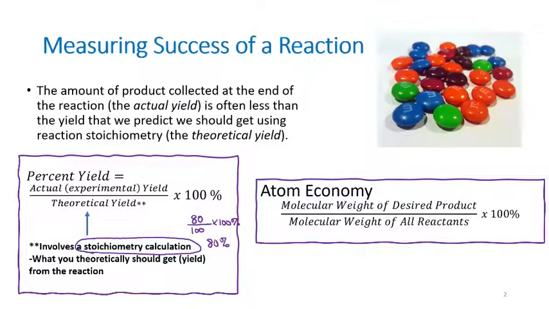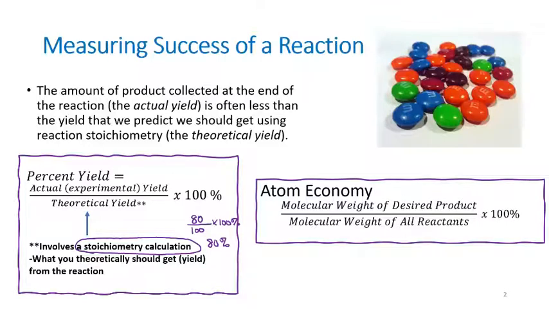An 80% theoretical yield, or 80% yield, is actually a very good yield. And we'll talk on the next slide about what can cause a yield to be lower. But you should never actually get 100% yield on a reaction, or something went wrong. We'll discuss that as well. Let's look at atom economy though.